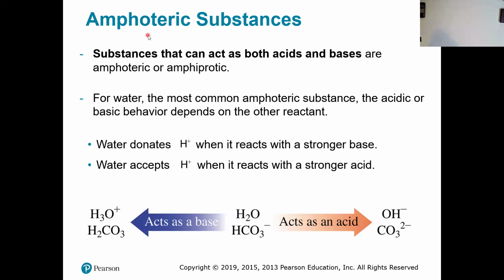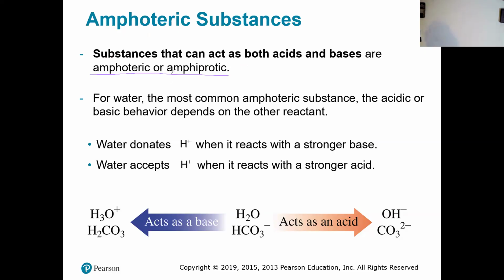This is a good term to look at next. Now we've seen water a few times in different reactions, and sometimes water is acting like an acid. Sometimes water is acting as a base. There's a name for that, a name that you have to know. It's called being amphoteric or amphiprotic. Both of these words are close enough in definition that they imply the same thing.